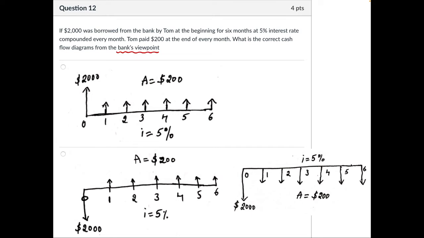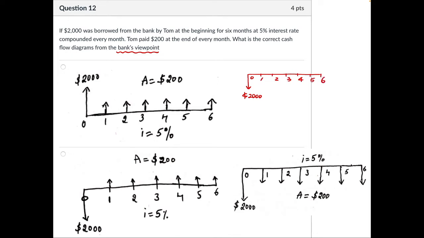From the bank's viewpoint, think about that. The bank is lending money to Tom. So the 2000 at the beginning is out of the bank's pocket, right? So it's an outgoing cash flow. It's going downward. I mean, the arrow of 2000 is going downward. So at the beginning, you have this 2000 going downward. And how many months? You have 6 months, right? So 1, 2, 3, 4, 5, 6.